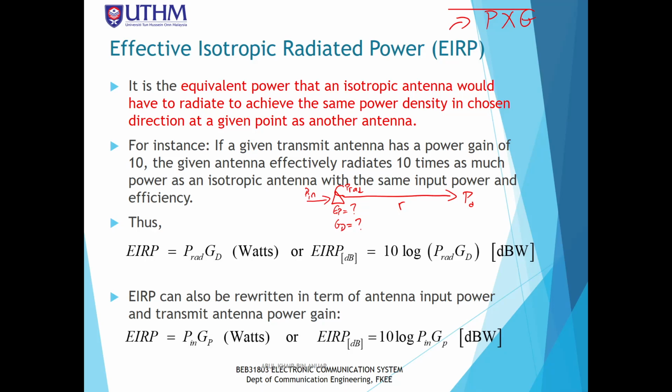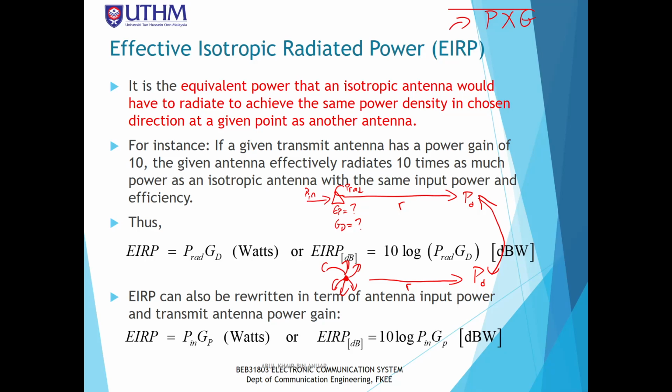EIRP is related to the isotropic radiator. If we have the isotropic radiator, the issue now is how much is the power that we need in order to achieve the same amount of power density as the real antenna. So how much is the power that we need for the isotropic radiator in order to achieve the same amount of power density as the real antenna?